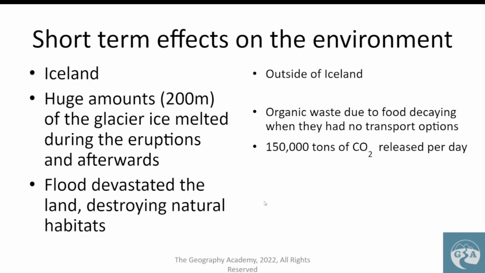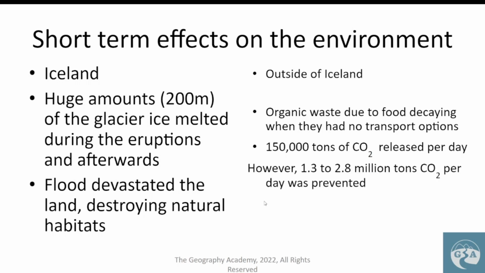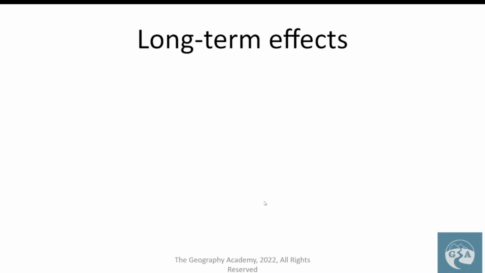The volcano itself released about 150,000 tons of CO2 per day, which is a greenhouse gas covered in a different section of the course. But what was interesting is that by grounding 95,000 planes, we actually stopped millions of tons of CO2 from going into the atmosphere. So it was actually an environmental balance, and maybe even an environmental positive when we think about it.